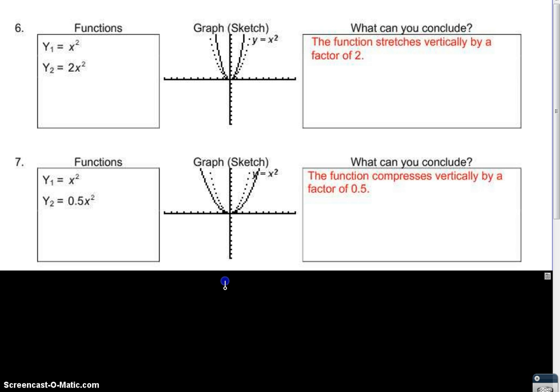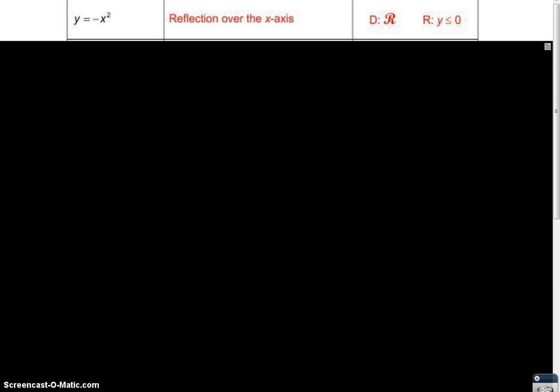So let's talk. Number 6 was a whole number. It's going to be a vertical stretch, and if it's a fraction or a decimal, it's going to be a vertical compression. Okay, so what I want y'all to do is turn to the last page of your notes, and we're going to kind of reflect and summarize what we just talked about.